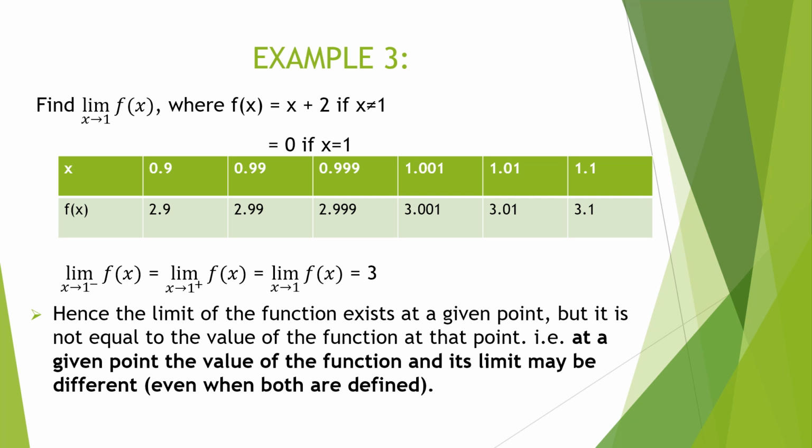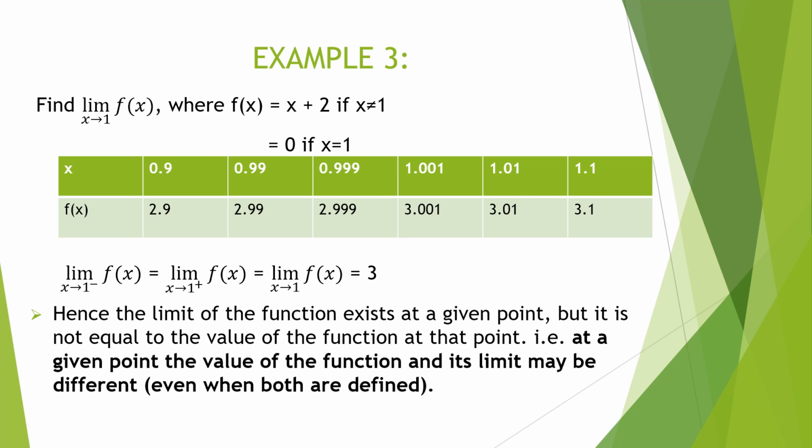So in this case, both left hand and right hand limits are the same. So the limit of the function exists and its value, that means the limit of the function as x tends to 1 of f(x), is 3. So what has happened in this case? The limit of the function exists at a given point, but it is not equal to the value of the function at that point. Why?